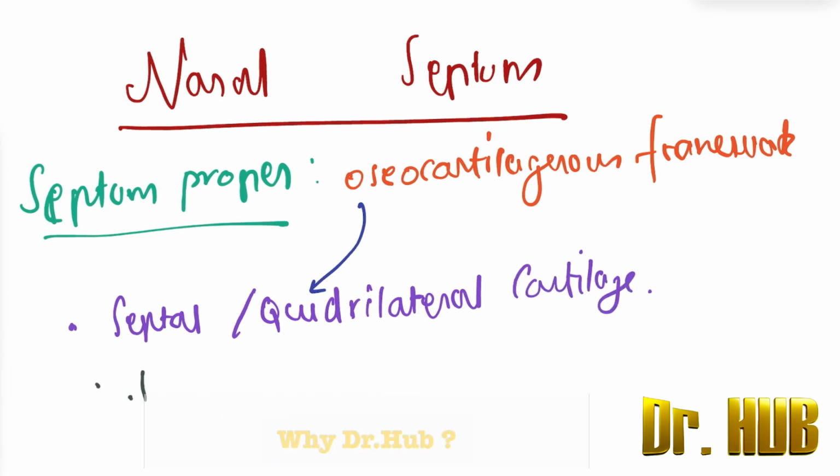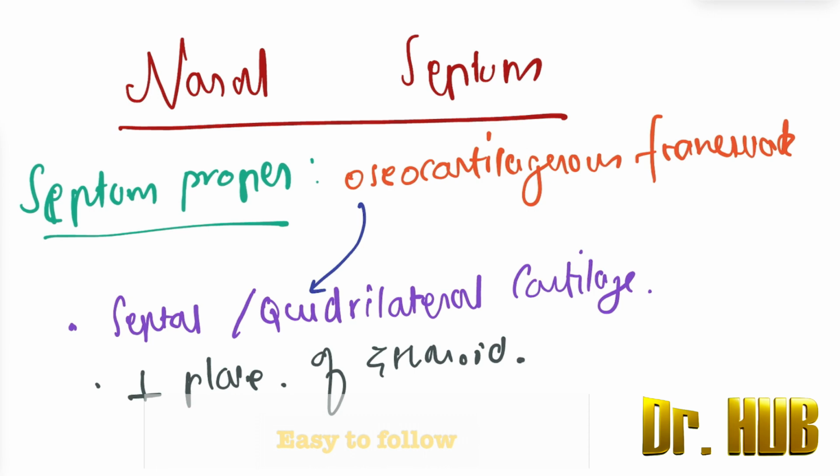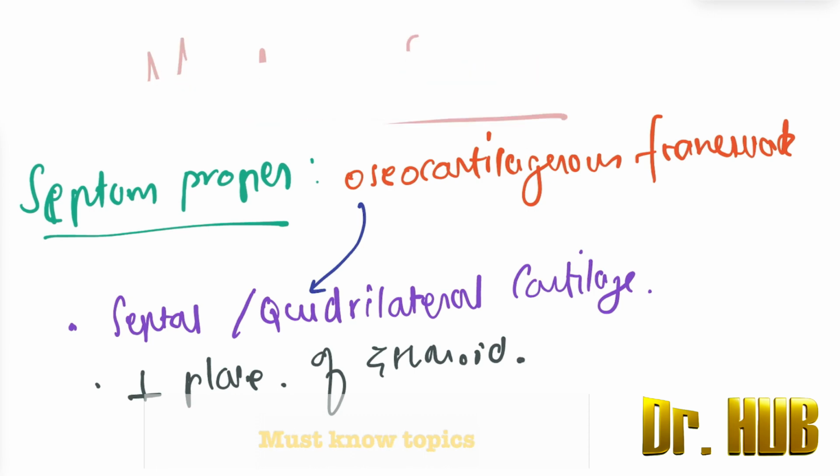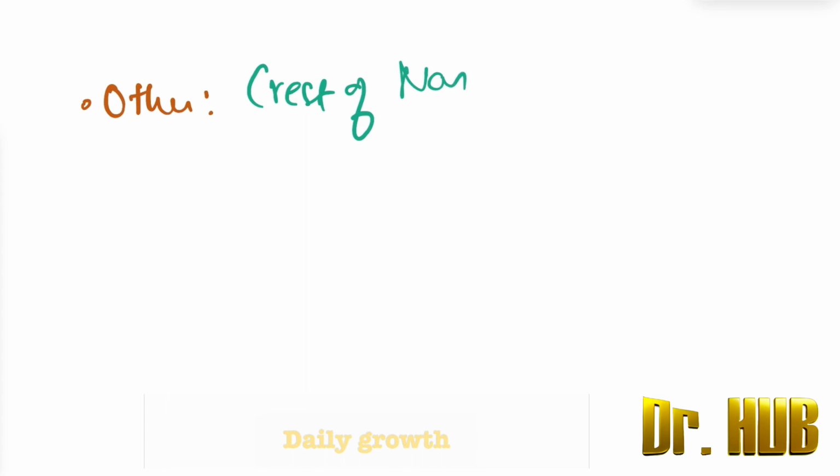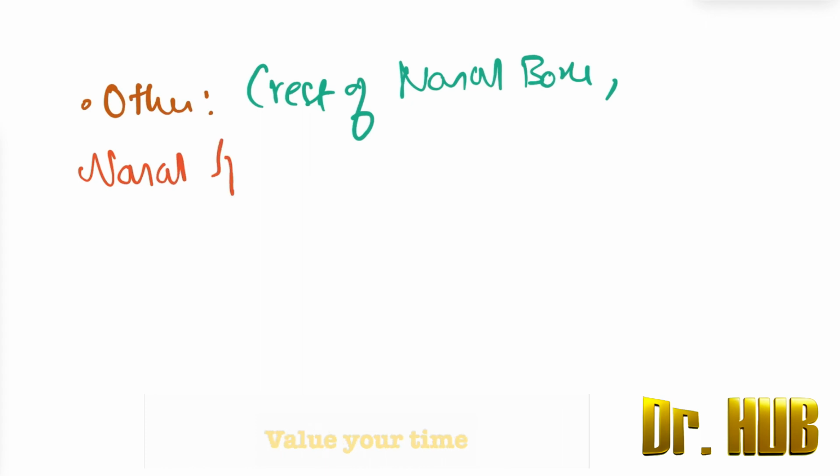Next, there is also the perpendicular plate of ethmoid. There are also other structures. At the end of the video we'll also be drawing the diagram. There are others such as the crest of the nasal bones, then the nasal spine of the frontal bone. This is the frontal bone.